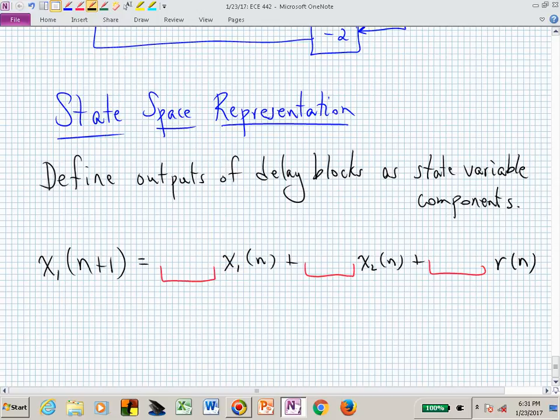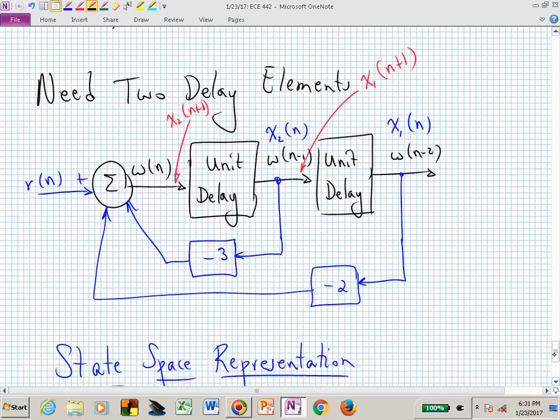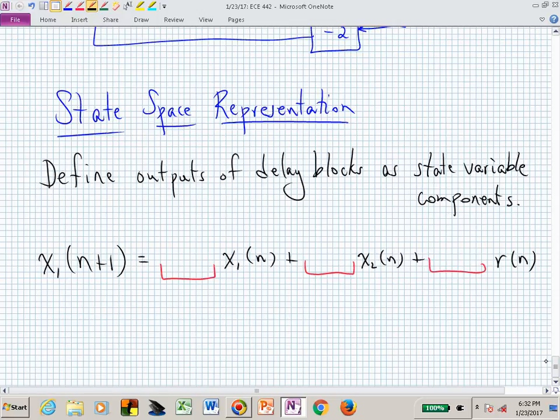Can we fill in these blanks? What is x sub 1 of n plus 1? This is so easy, it's hard. It's just x sub 2 of n, right? It's the same signal. What's x sub 2 of n here on the right-hand side? Well, we need none of that. We need one of those, and we need no r's. Those are our blanks filled in. We needed x sub 1 of n plus 1 to equal x sub 2 of n.